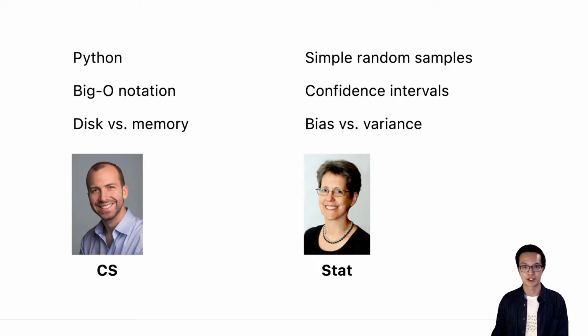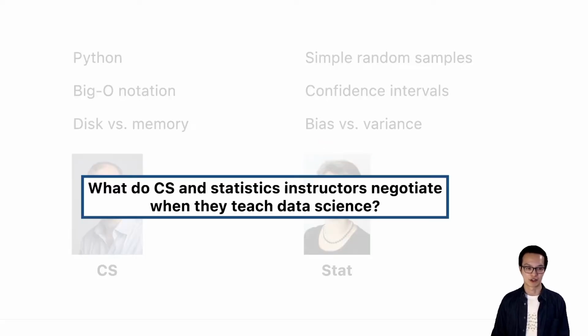But if you put these two people together to teach a data science course, we might wonder, what would they agree on or disagree on? In other words, what do CS and stats instructors need to negotiate when they teach data science courses together?